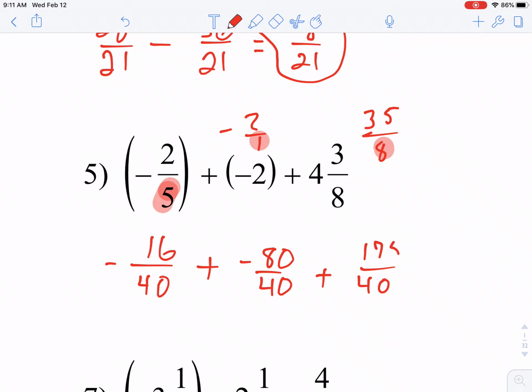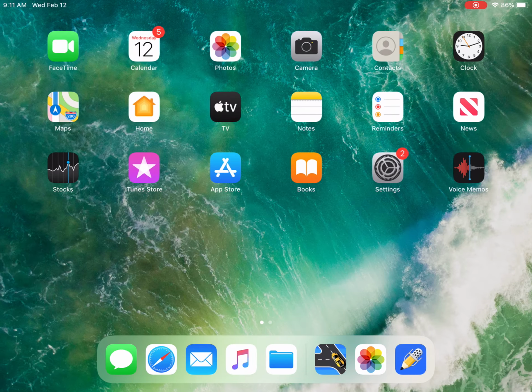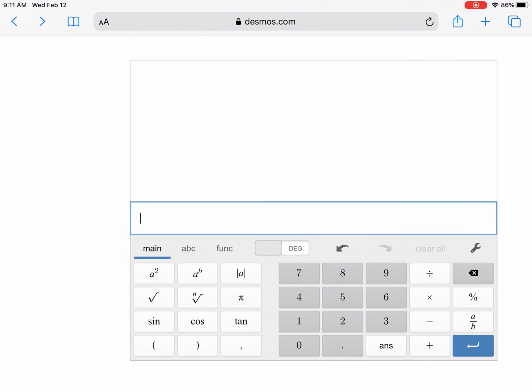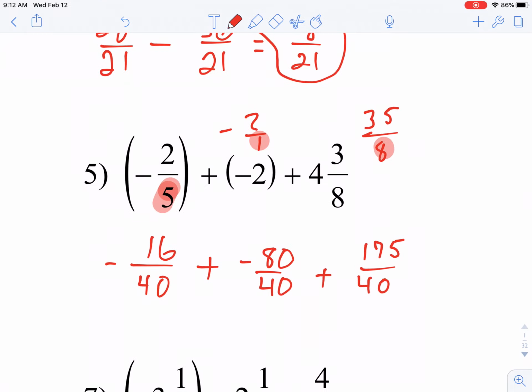And if you're not sure, please use the Desmos calculator, and we can simply just check. 35 times 5 equals 175. You can go back to your paper.